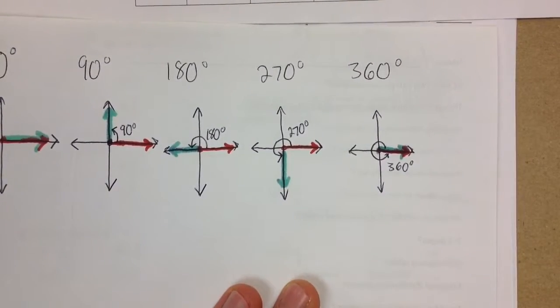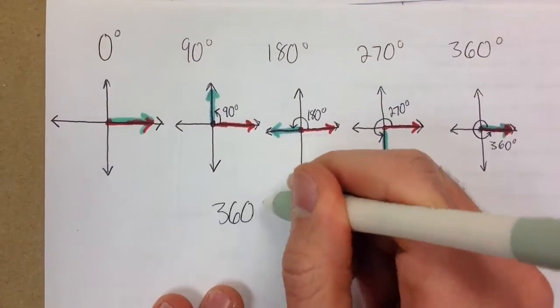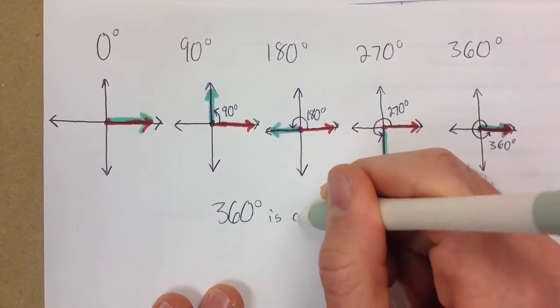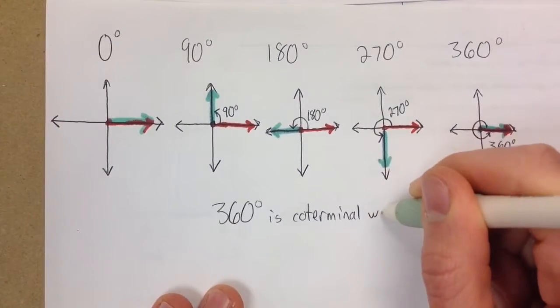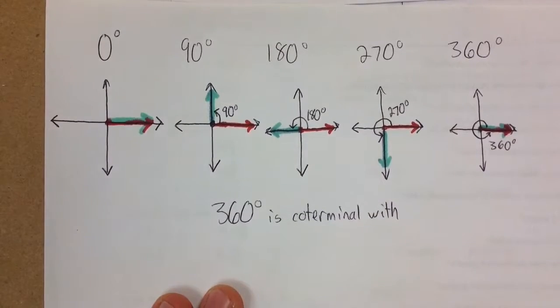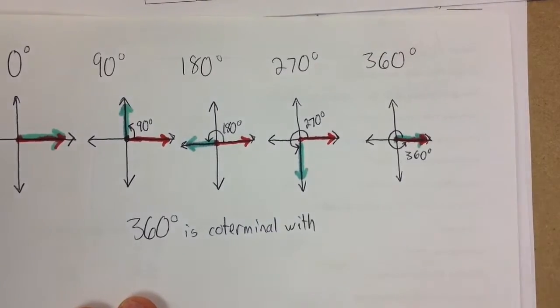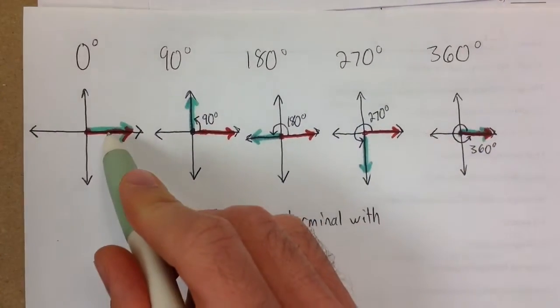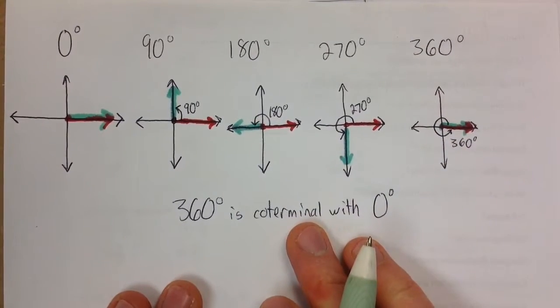360 degrees is coterminal with, meaning it has the same terminal side, or the terminal sides overlap. So give me another degree measure. 0 degrees? Yeah. Okay. Do you see how the green is in the same spot? Yeah. Okay. That's significant.